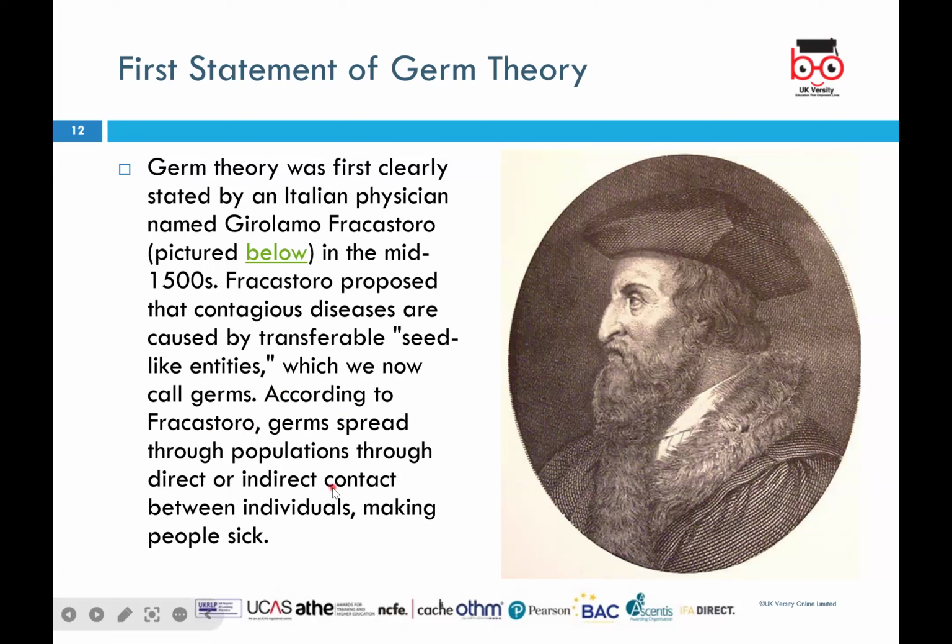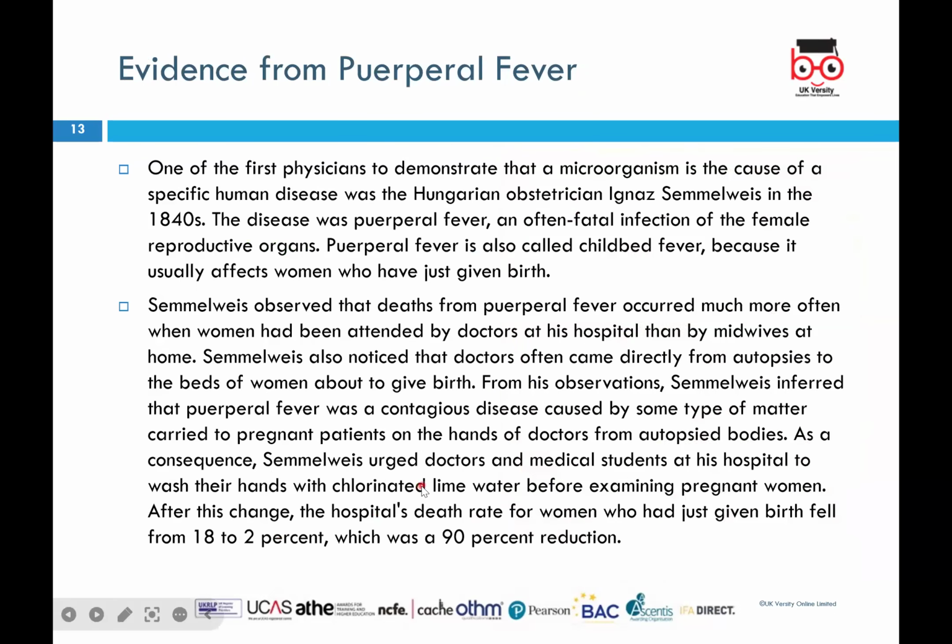According to Fracastoro, germs spread through populations through direct or indirect contact between individuals, making them sick or ill. Direct contact is obviously when one person is sitting close to you, and they're talking and they sneeze and those germs directly go. So let's say there's a flu virus, that flu virus goes directly to the other human being and infects them. Indirect is when those germs are on the beddings, in the soil, in the environment, and another person comes and inhales that. So that's an indirect spread as well. Okay. I hope that's clear.